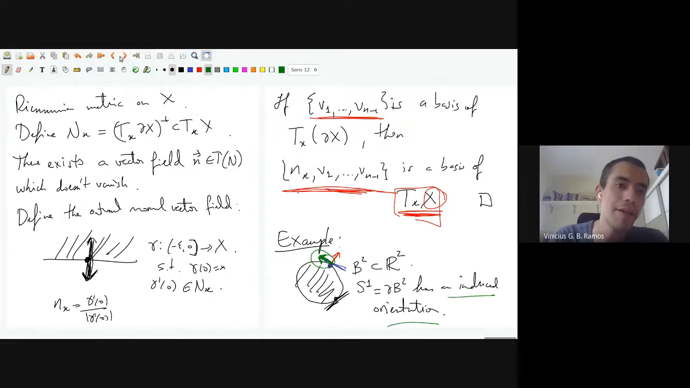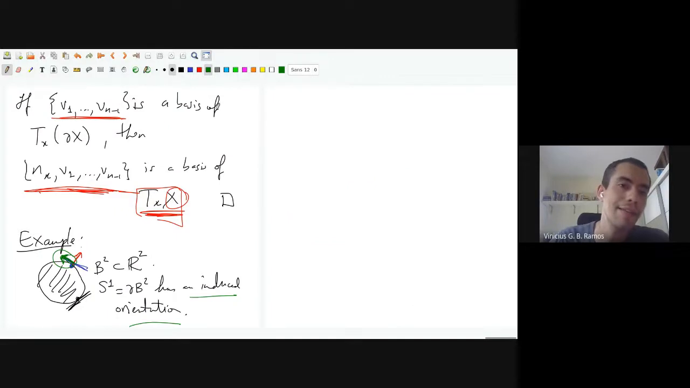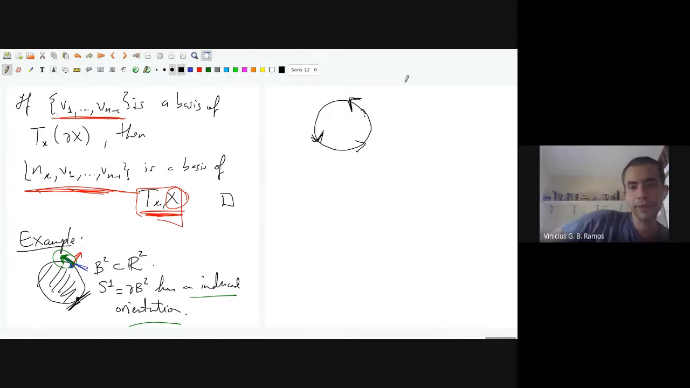So another way to write this, and that's how people usually write, for a curve, you can just think of the orientation as something like this. You write an arrow like this. That's the orientation of the circle that's induced by the boundary of the disk. Okay? Any questions about this?